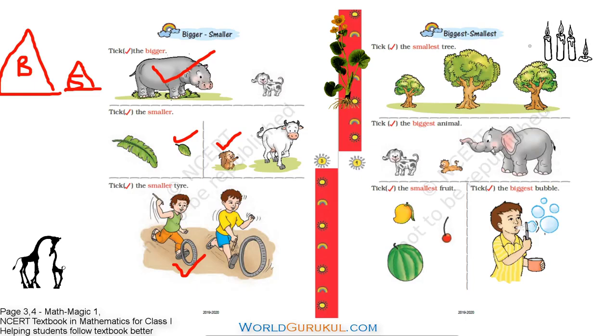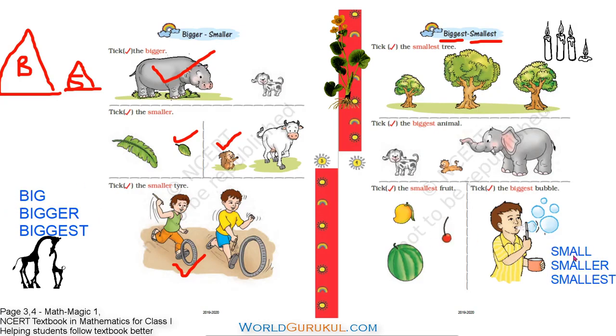When you have more than two items, two persons or any things, then the comparison is made with biggest and smallest. Here the word bigger and here biggest came from the word big. This is an adjective. Bigger and biggest are comparative adjectives. Big, bigger, biggest. And similarly, you have small, smaller, smallest.